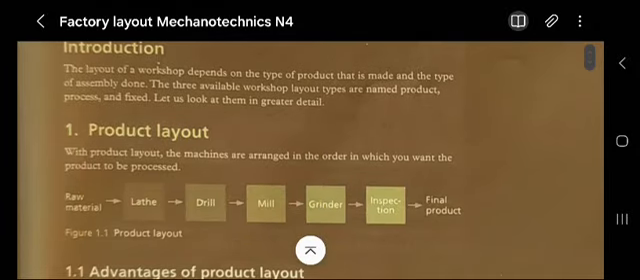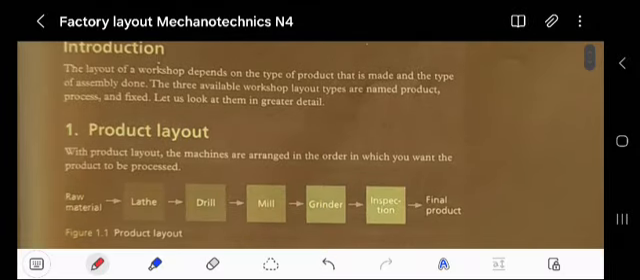Okay, let's get into our introduction. The layout of a workshop depends on the type of product that is made and the type of assembly done, right? This is how it depends. Your workshop layout depends on the type of the product that is made and the type of the assembly done.